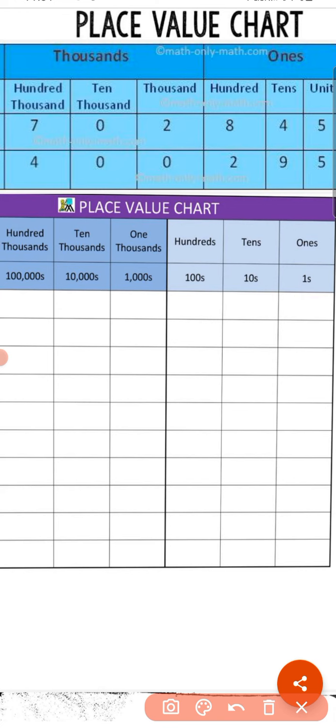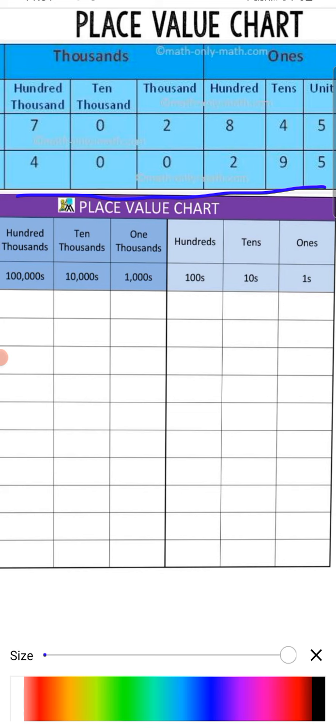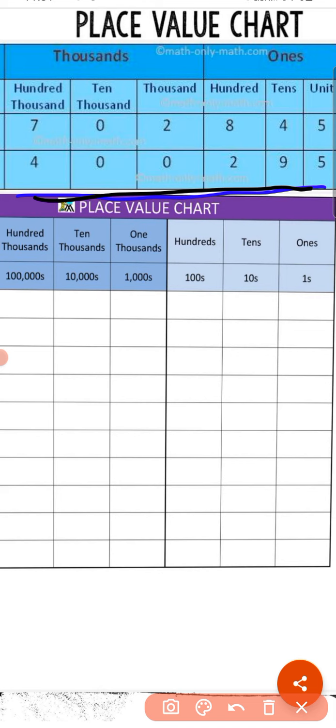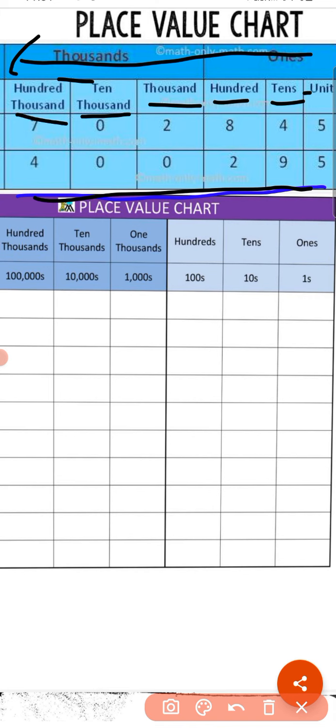Children, in this chart, it is a place value chart up to 100,000. Here, the first place, we are always starting from right to left. The first place is units, then tens, hundreds, thousand, 10,000, 100,000. These are the places in a 6-digit number. Units or ones, both are correct, children. Namukku first place units nam parayam, ones nam parayam.